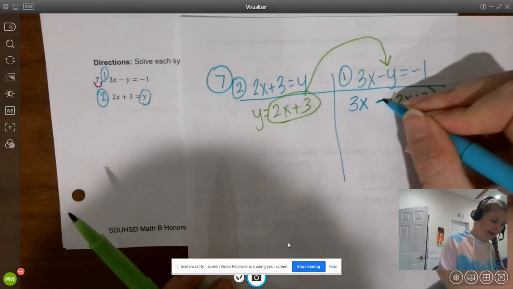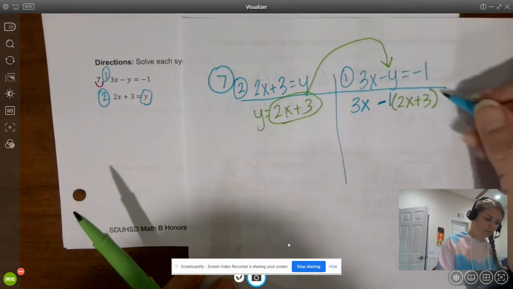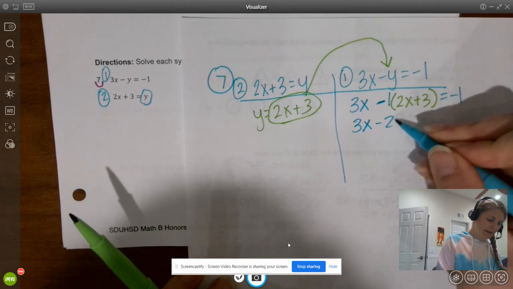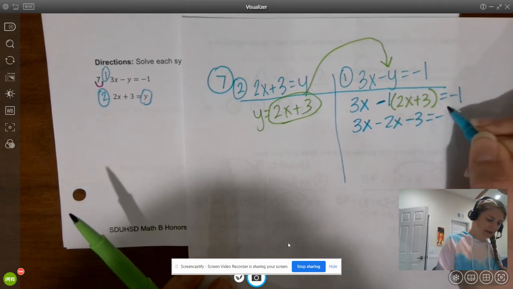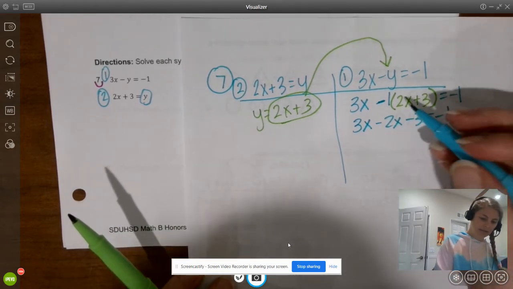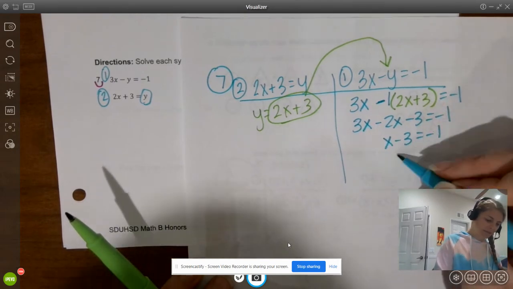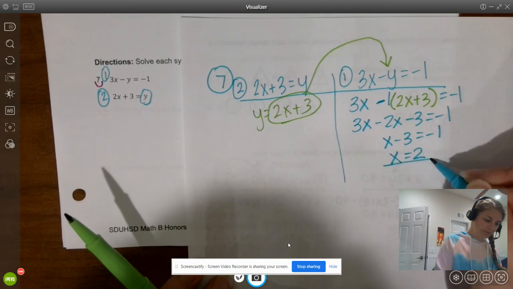3x, notice this is a minus. It's really a negative 1 that's being distributed. I'm going to distribute that negative 1, so 3x minus 2x minus 3 is equal to negative 1. 3x minus 2x just gets me x. I'm going to add 3 to both sides, and I get x is equal to 2.